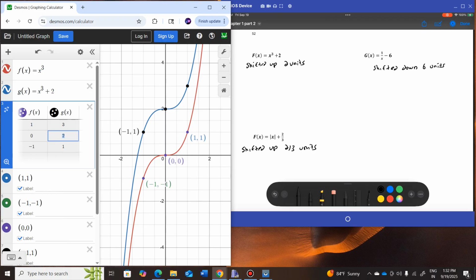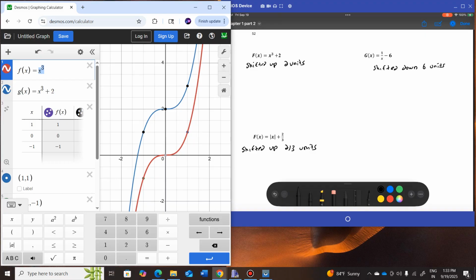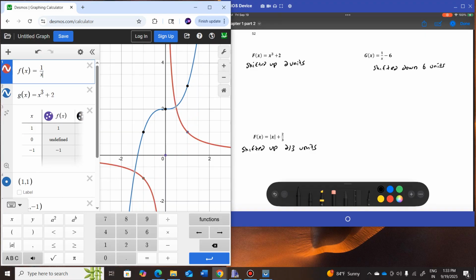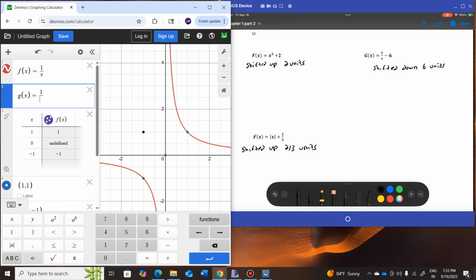Okay, no, actually, take away the labels on these so it's not as cluttered. I still have the points there though. Alright, so pause it if you need to graph it. I'm going to move on to the next one though. Let me do the second one as the transformation. 1 divided by x minus 6.